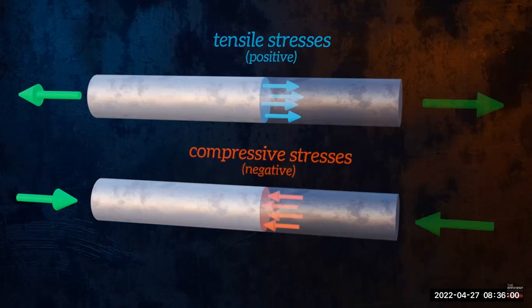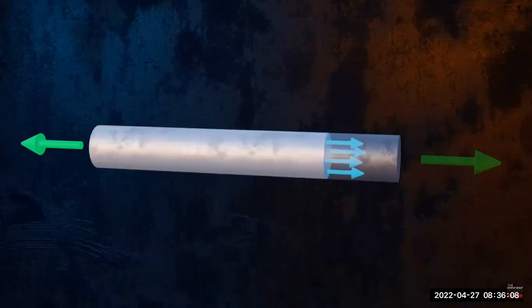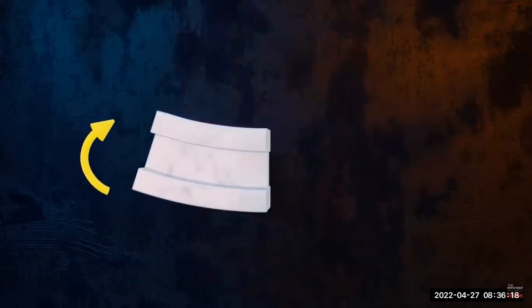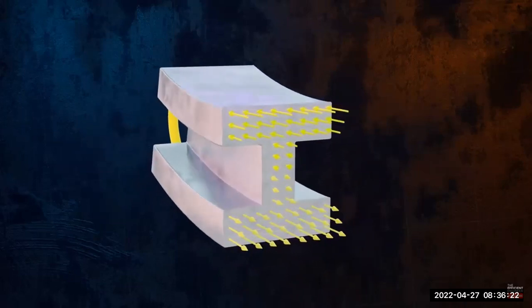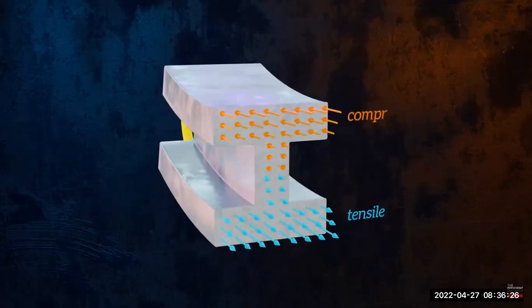In the case of our bar, it is reasonable to assume that the stresses are distributed uniformly across the cross-section and along the length of the bar. But this is a very simple scenario. The stress distribution in a beam that is bending, for example, will be more complex. Stresses will be tensile on one side of the cross-section, but compressive on the other.